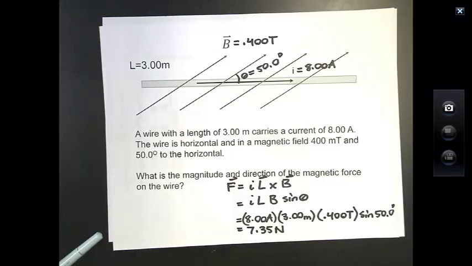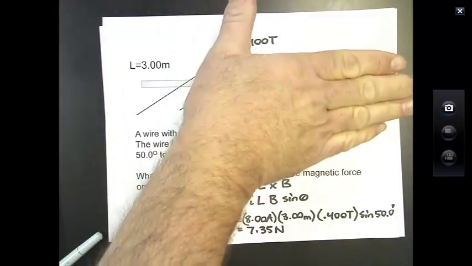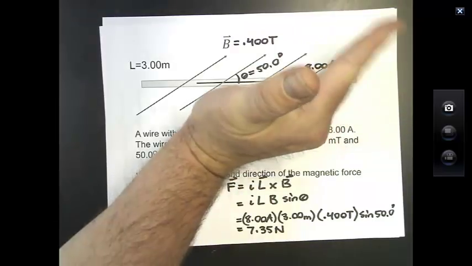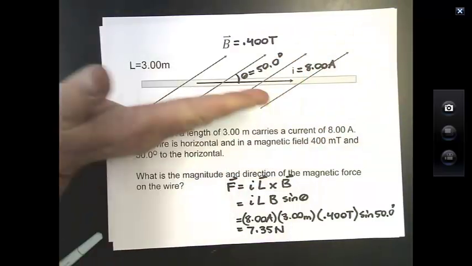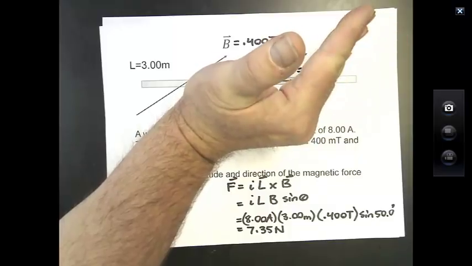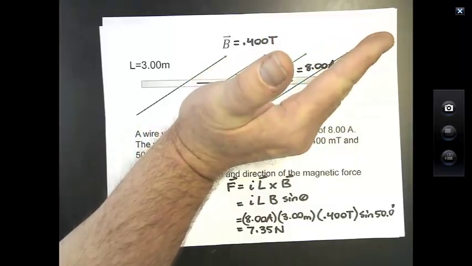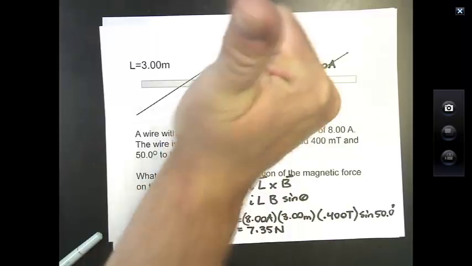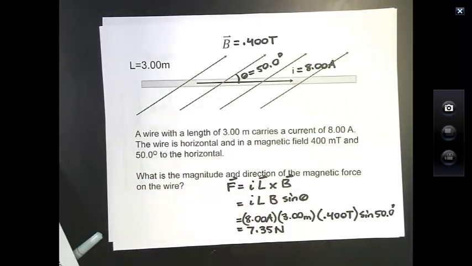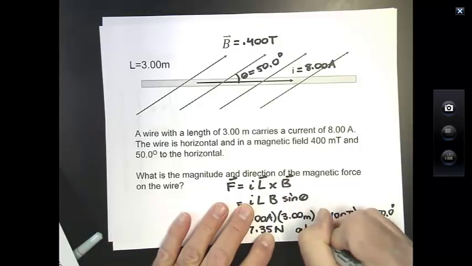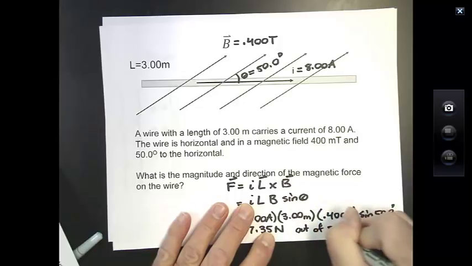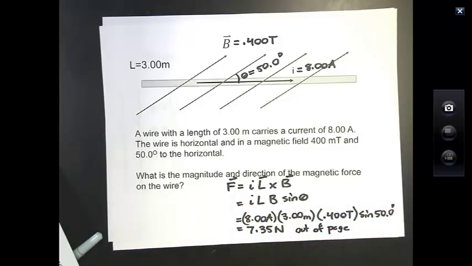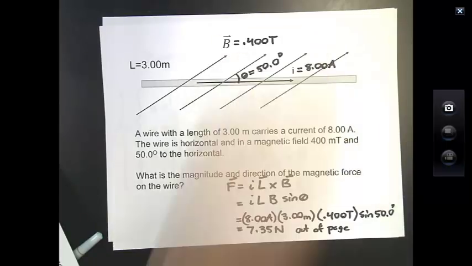So, again, current is this way. The magnetic field points this way. The only way I can bend my fingers into the direction of the magnetic field is if my thumb points out of the page. So we can say it's the positive K hat direction, or we could say out of the page works for me. Okay, so this wire sitting in the magnetic field feels a force of 7.35 newtons up out of the page.